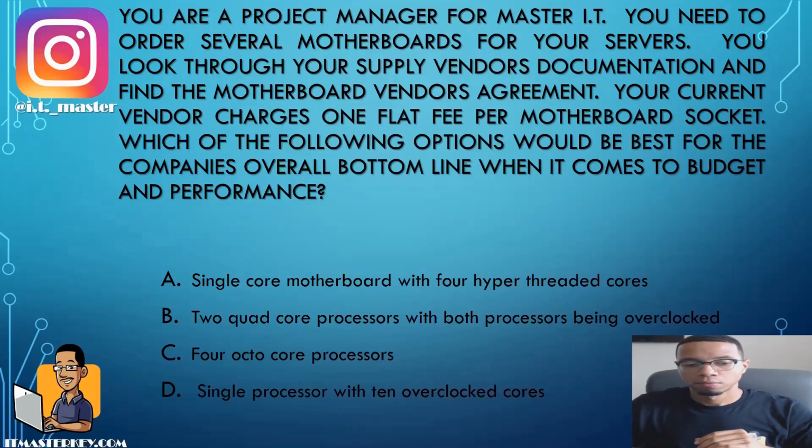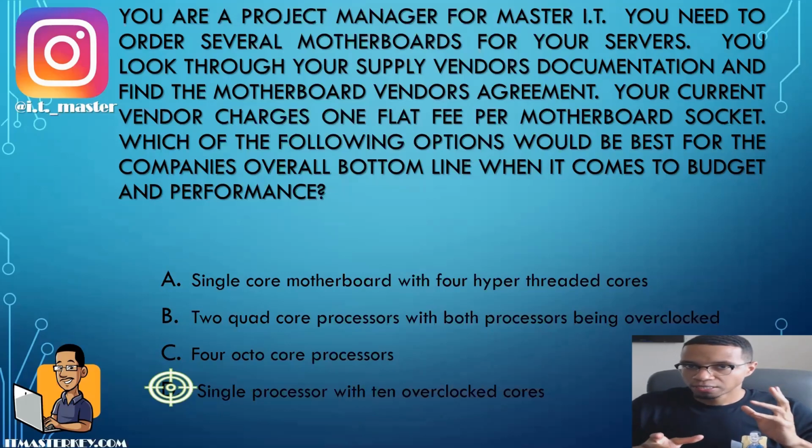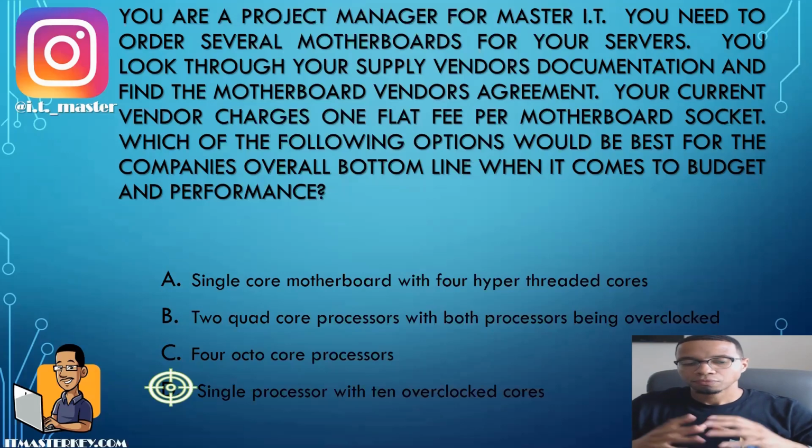All right. So a single processor with 10 overclock cores. If that doesn't make sense to you, read the question again and it should soak in. So the main thing they were worried about was performance, but also the budget. And remember, the agreement was per socket, right? So per motherboard, CPU socket, per socket. So each processor goes inside of a socket. All the rest of these were multi processors or multi-socket or multiple CPUs except the first one.